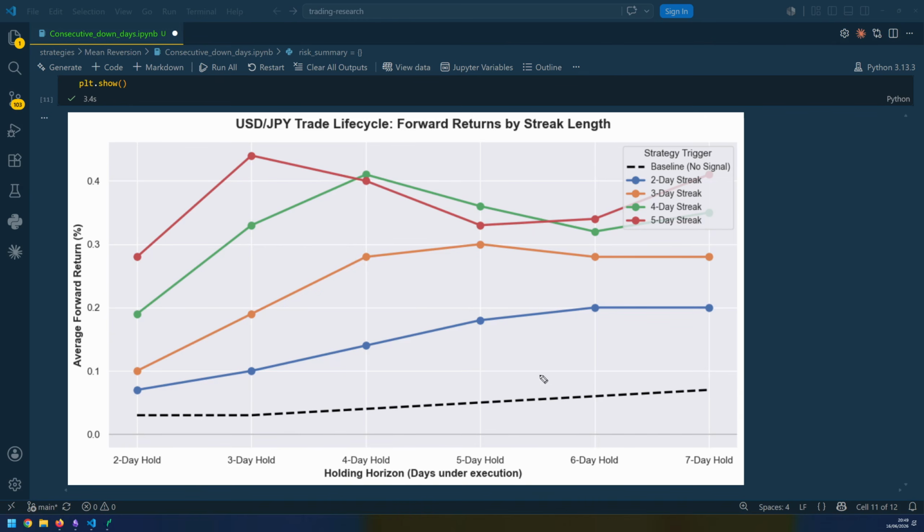Now this still doesn't really give me a trading strategy, but it gives me an indication that there is something here that I could use. I just need to start picking some settings. So let's say the 3-day hold is optimal.